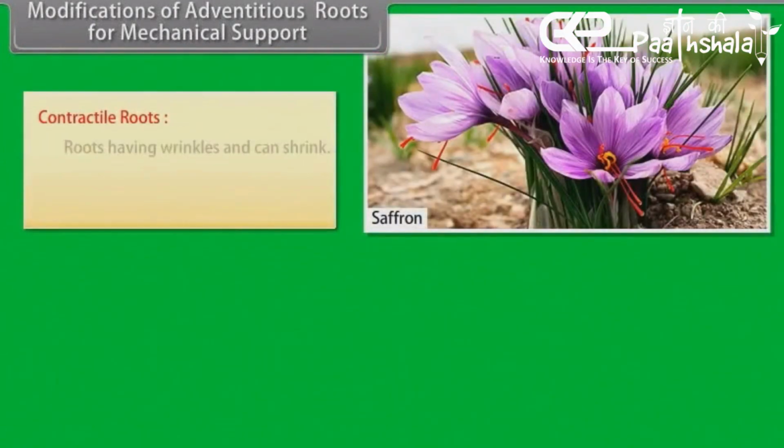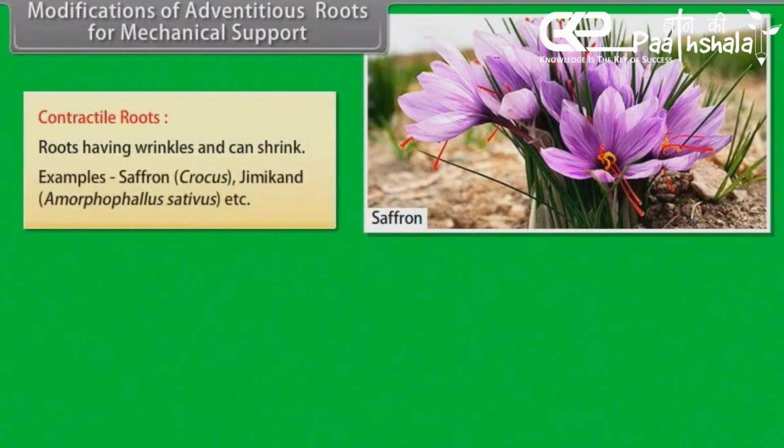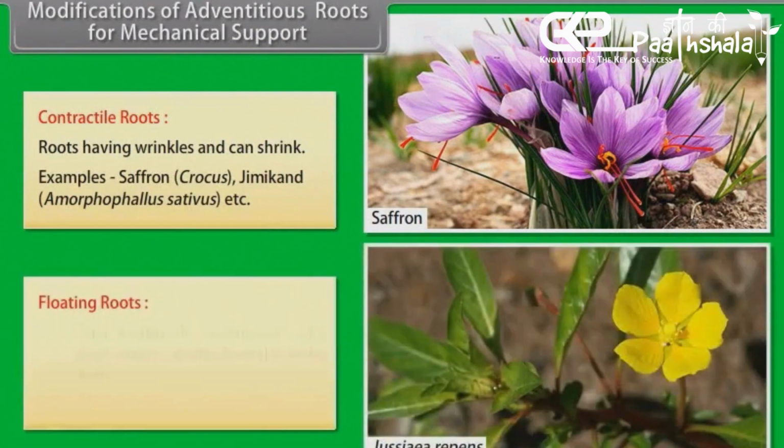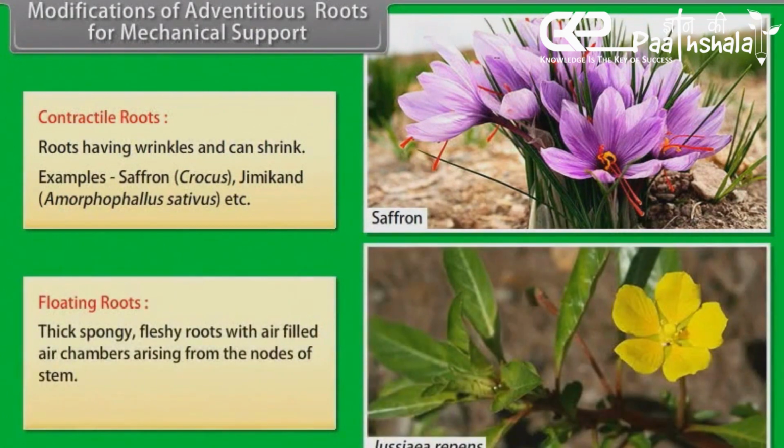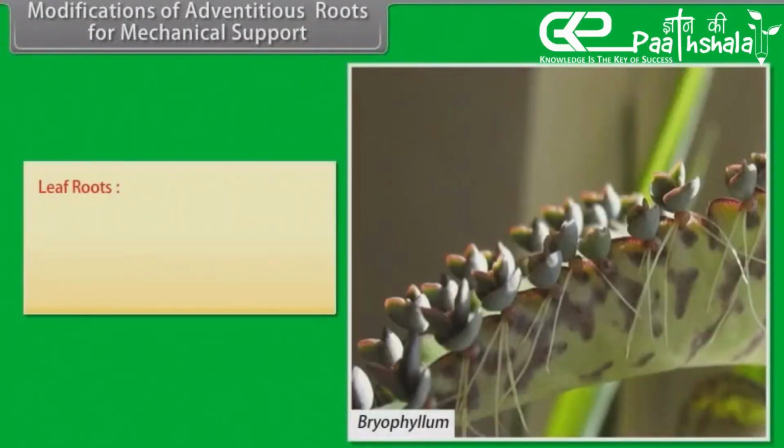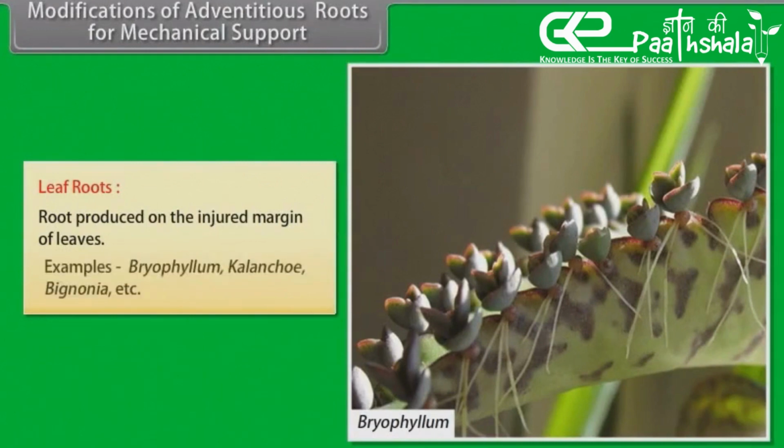Contractile roots: roots having wrinkles that can shrink. Examples: saffron, jimikand, etc. Floating roots: thick, spongy, fleshy roots with air-filled chambers arising from the nodes of the stem. Example: Jussiaea repens. Leaf roots: roots produced on the injured margin of leaves. Examples: Bryophyllum, Bignonia, etc.